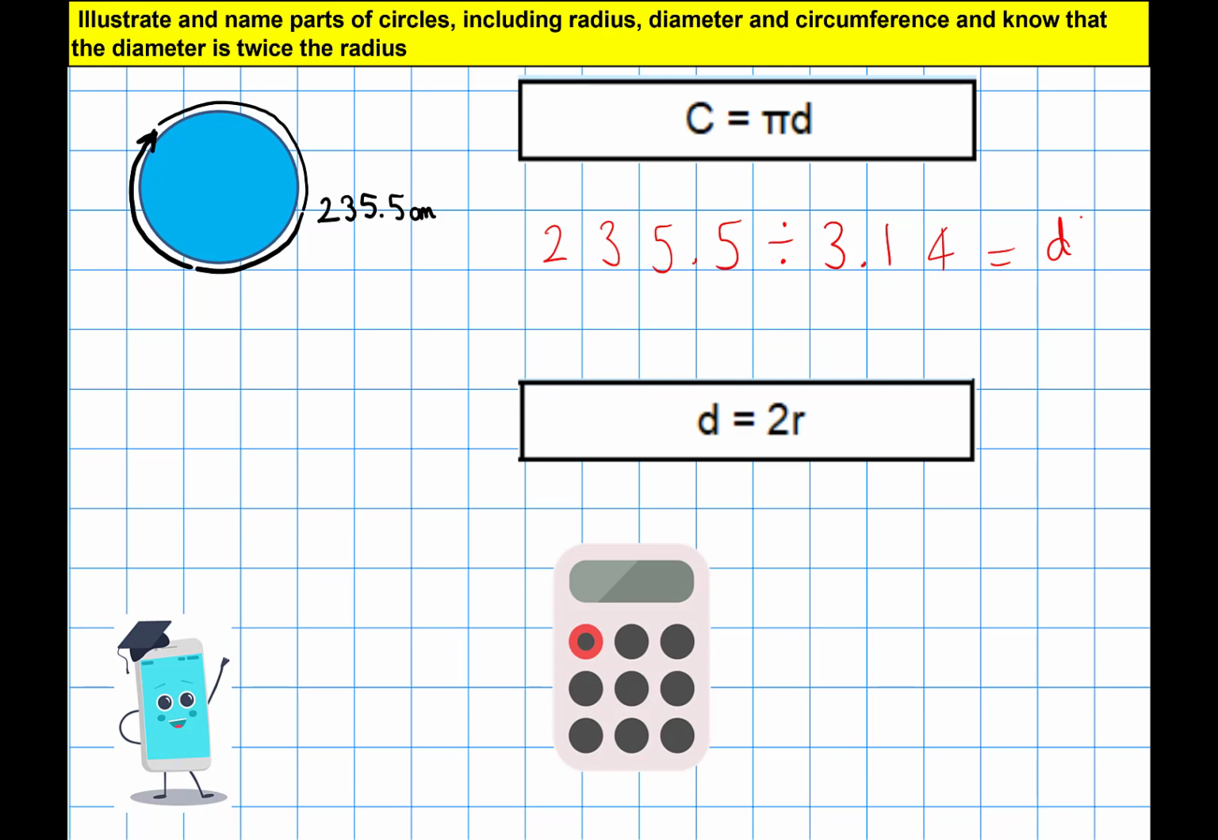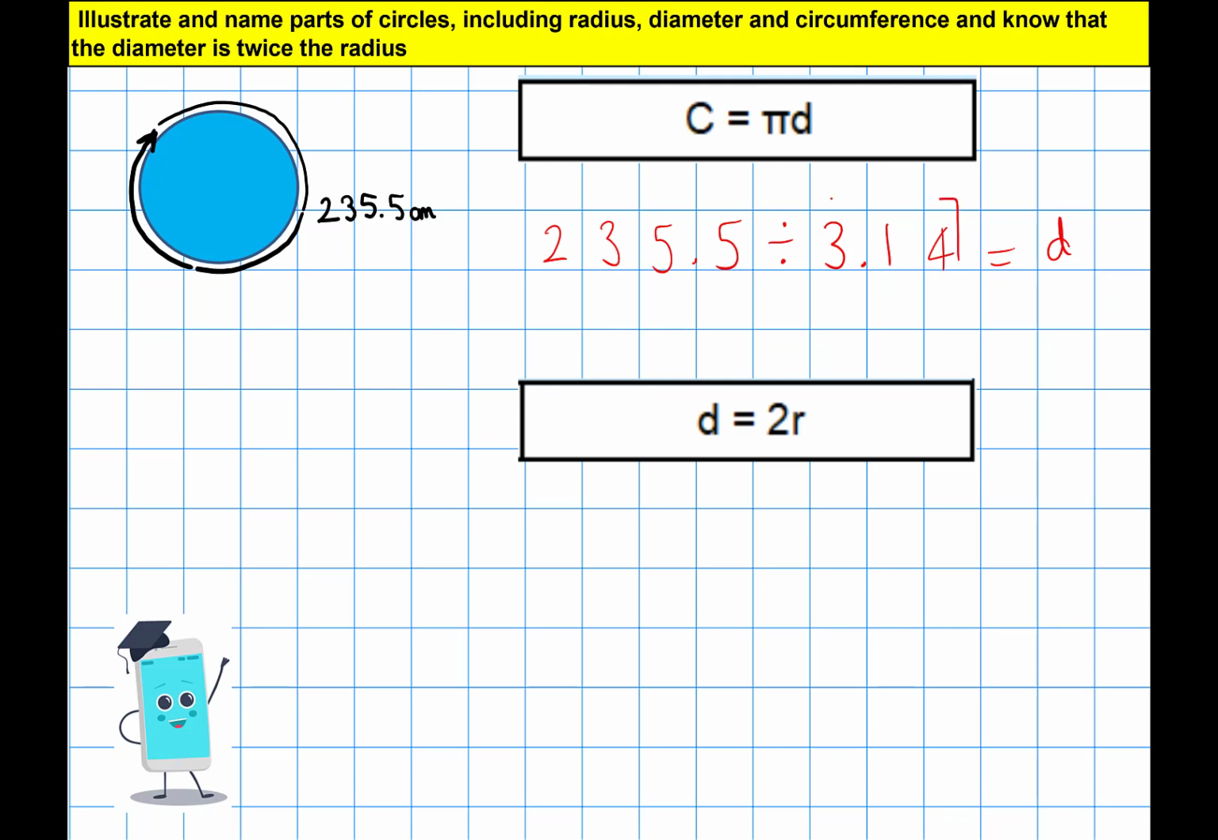As we did earlier, we try and make the numbers easier to work with. You can't divide by a decimal number. Well, you can, but it's very difficult, and especially in year 6 or even key stage 3, you don't need to be dividing by a number which has decimals in it. So we're going to try and make this 3.14 not have decimals in it. So as before, we multiplied it by 100 so that it was a whole number.